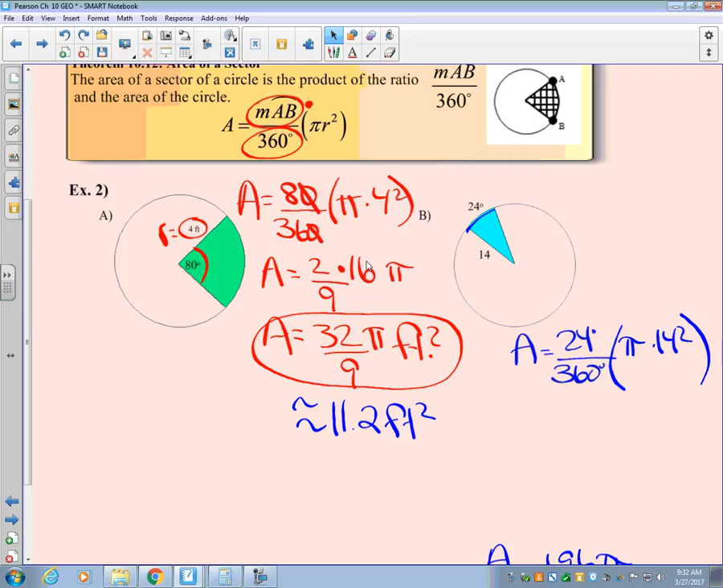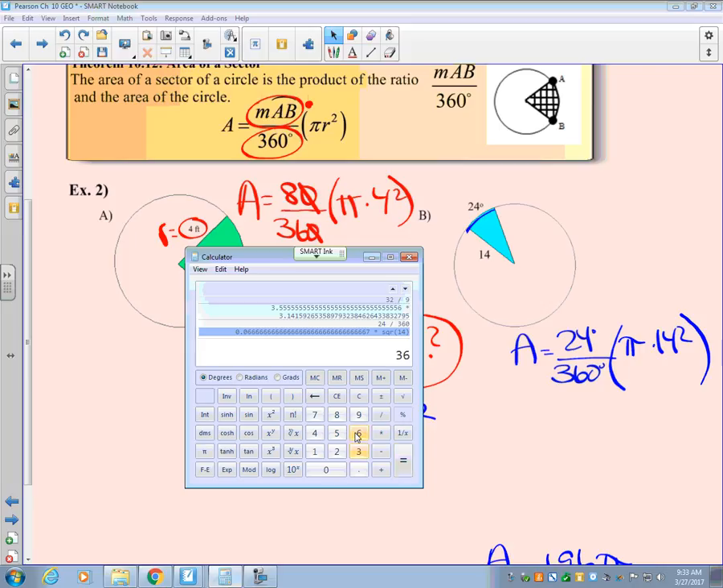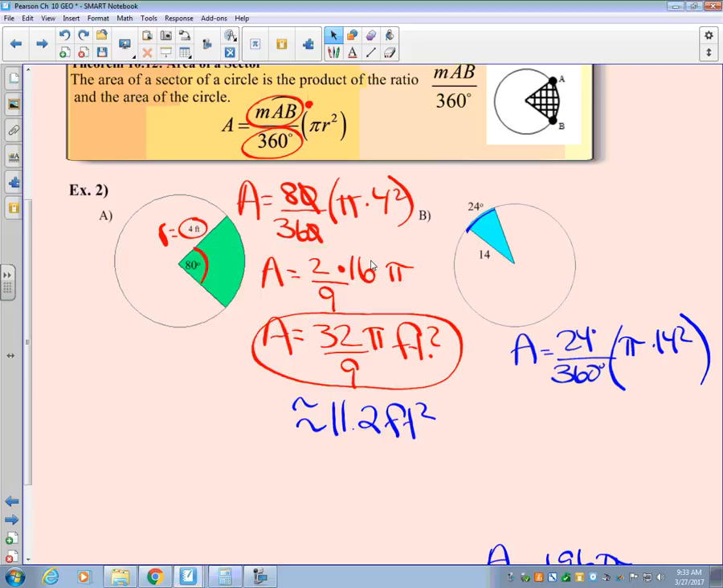Because I've done this problem before, I know 24 goes into 360 15 times. I only know because I cut it in half, and then I cut it in half again, then I cut it in half again, and then I was like, oh yeah, that's back there. So 24 divided by 360 is 1 over 15.